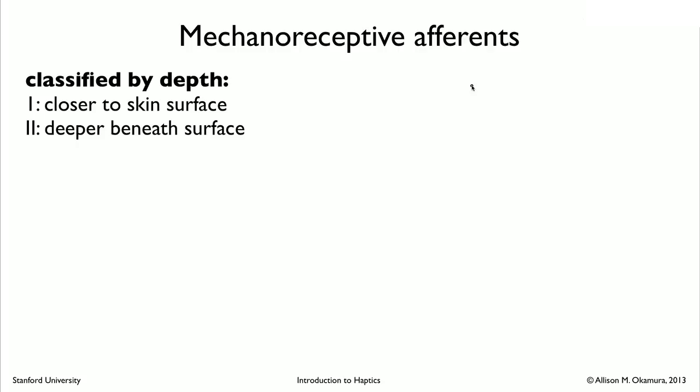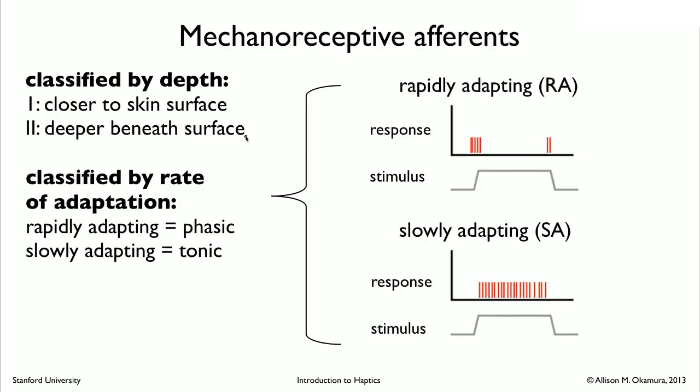And in terms of knowing how they're defined, they can be classified by depth. If it's defined as a 1, it's closer to the skin surface. If it's a 2, it's deeper beneath the surface. You can also get mechanoreceptors classified by rate of adaptation, either rapidly adapting, or RA, or slowly adapting, which is SA. And fundamentally, what is going on at a low level is that the nerve cells are going to be firing at a certain rate.